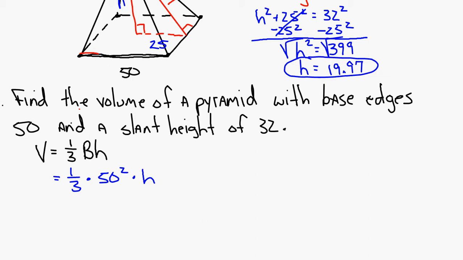Does that make sense? Wait, so why is 50 squared? Because wouldn't it be 25? No, your base, it says volume of a pyramid with base edges 50. So that's 50. This is 50. They're all 50. So it'd be 50 times 50 for the area of the base.